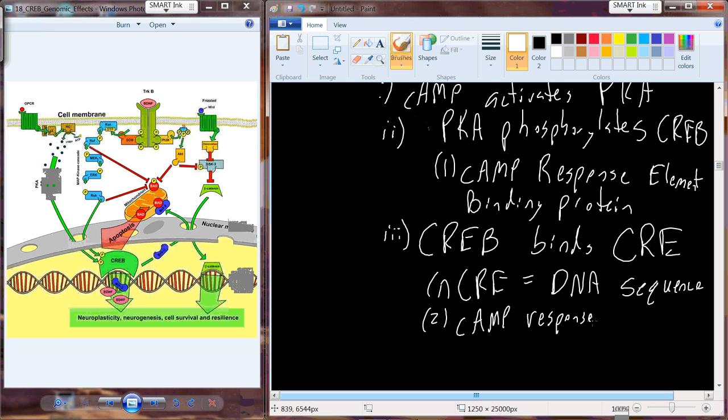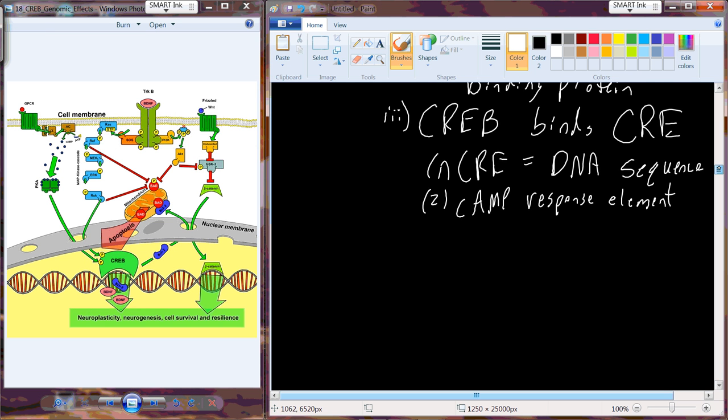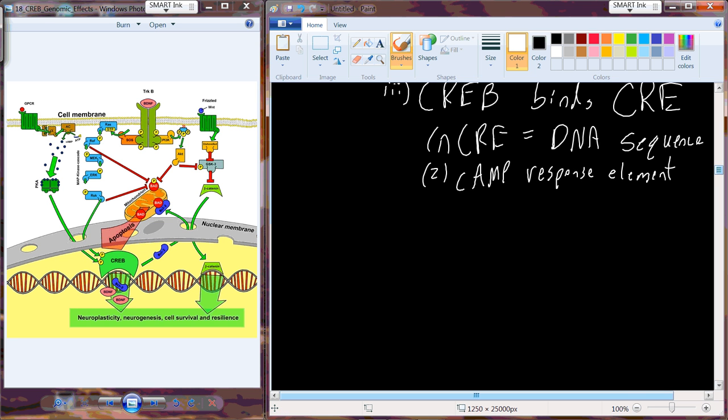So the cyclic AMP response element. Question. What is that a one next to the CRP? This guy right here? Yeah. It is. Should look much better.